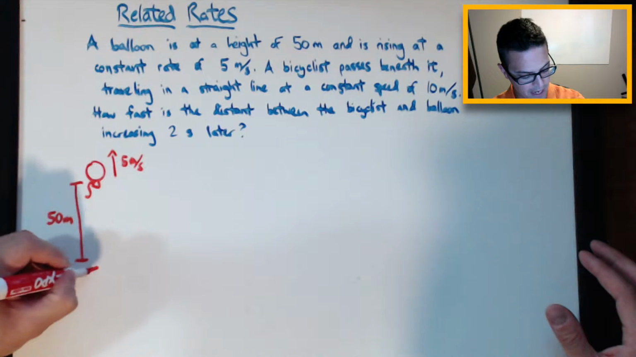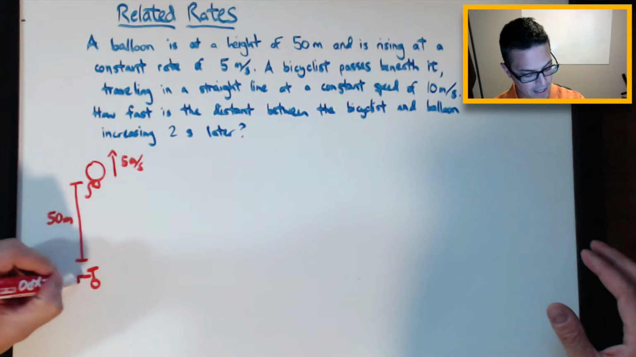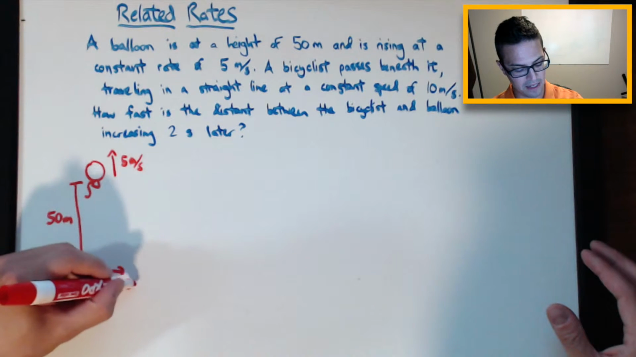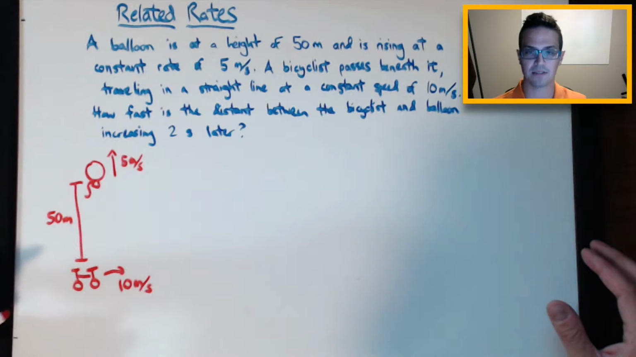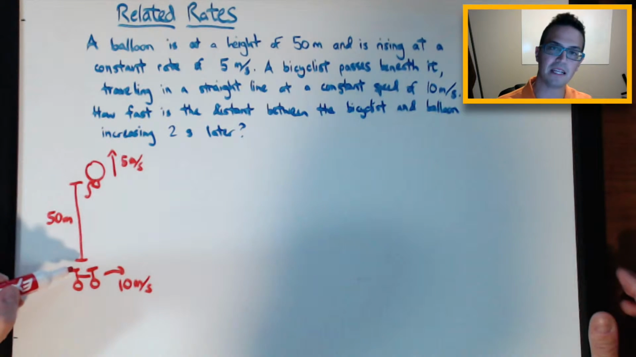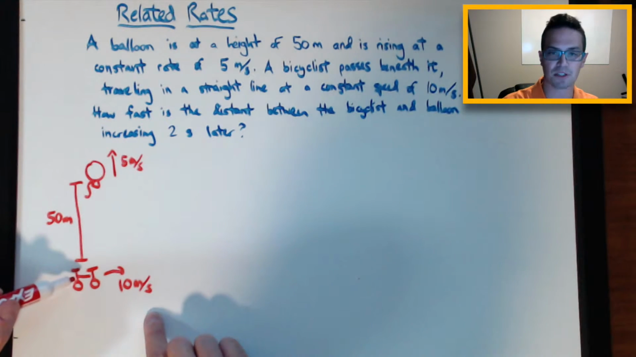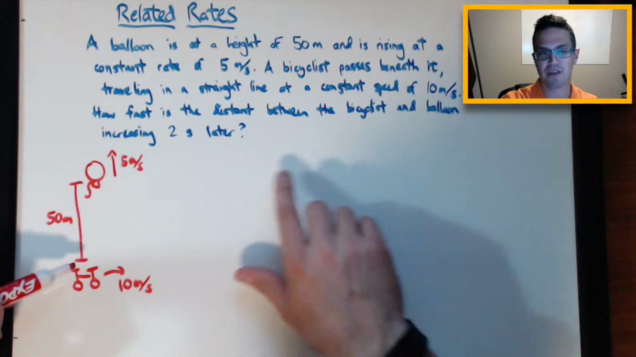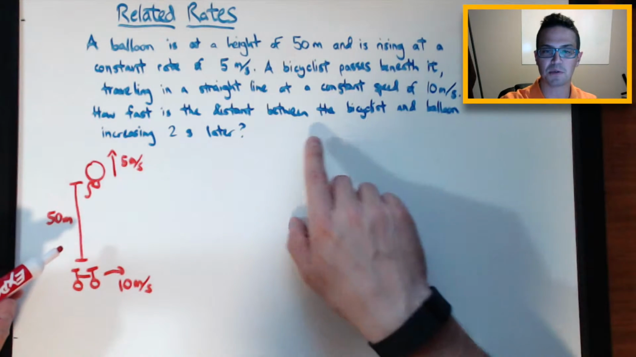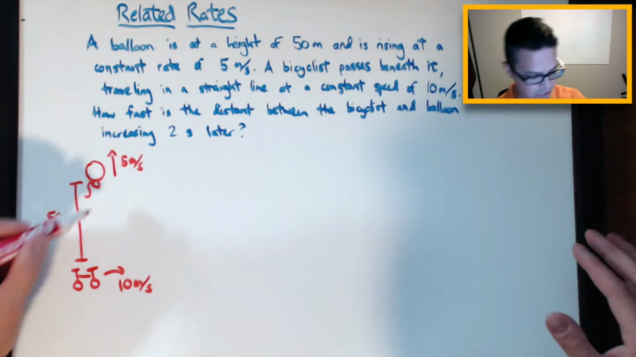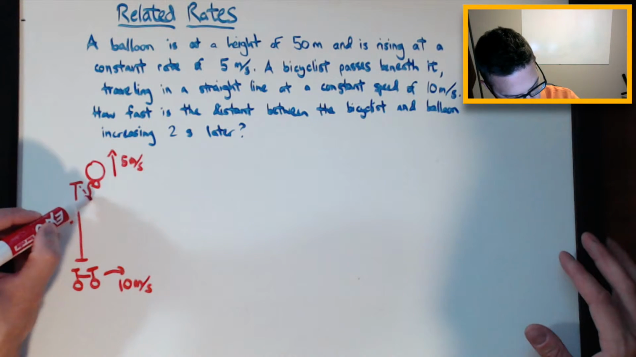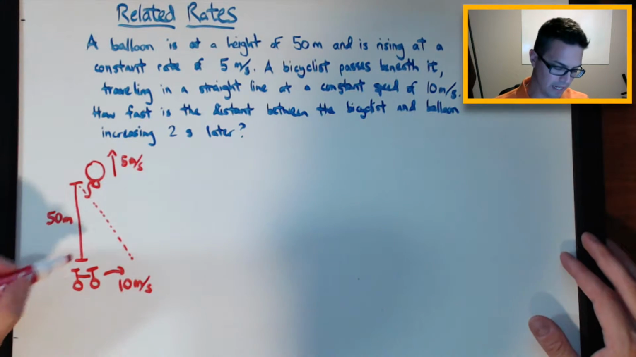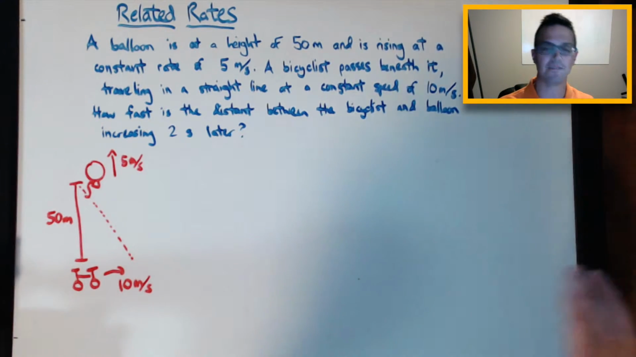So I have a bike right here with the guy on it, and it's going this way at 10 meters per second. It's directly beneath the balloon at first, and then it's going 10 meters per second, so after that instant it won't be directly underneath it. How fast is the distance between the bicyclist and the balloon increasing 2 seconds later? So we're looking for this distance right here after 2 seconds passes.